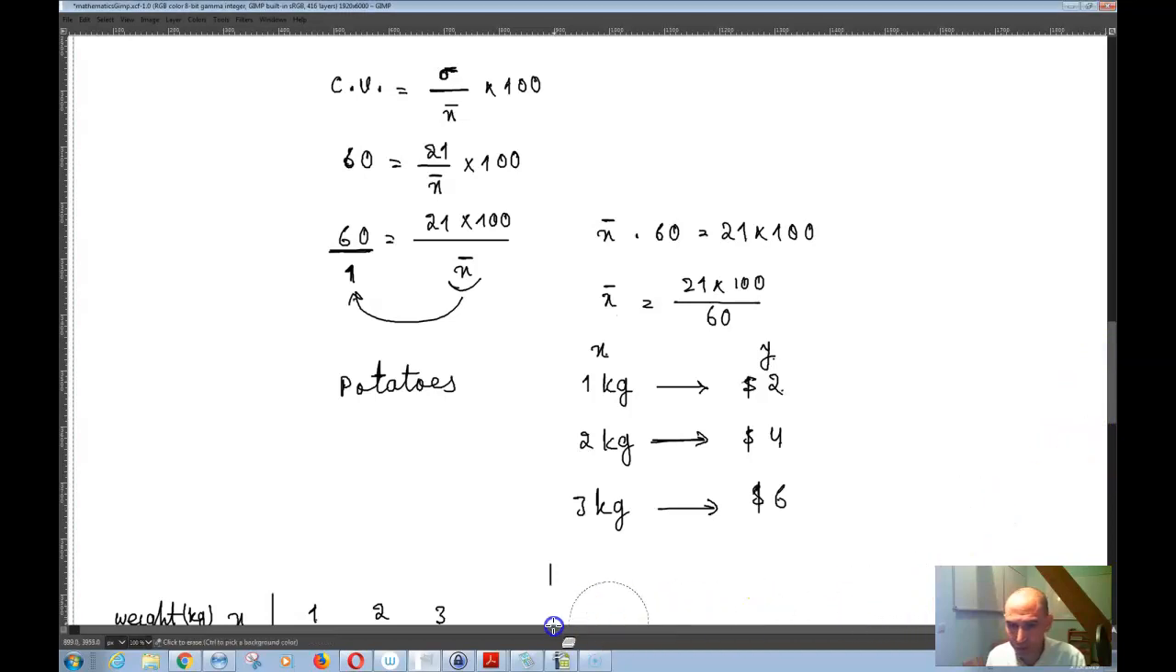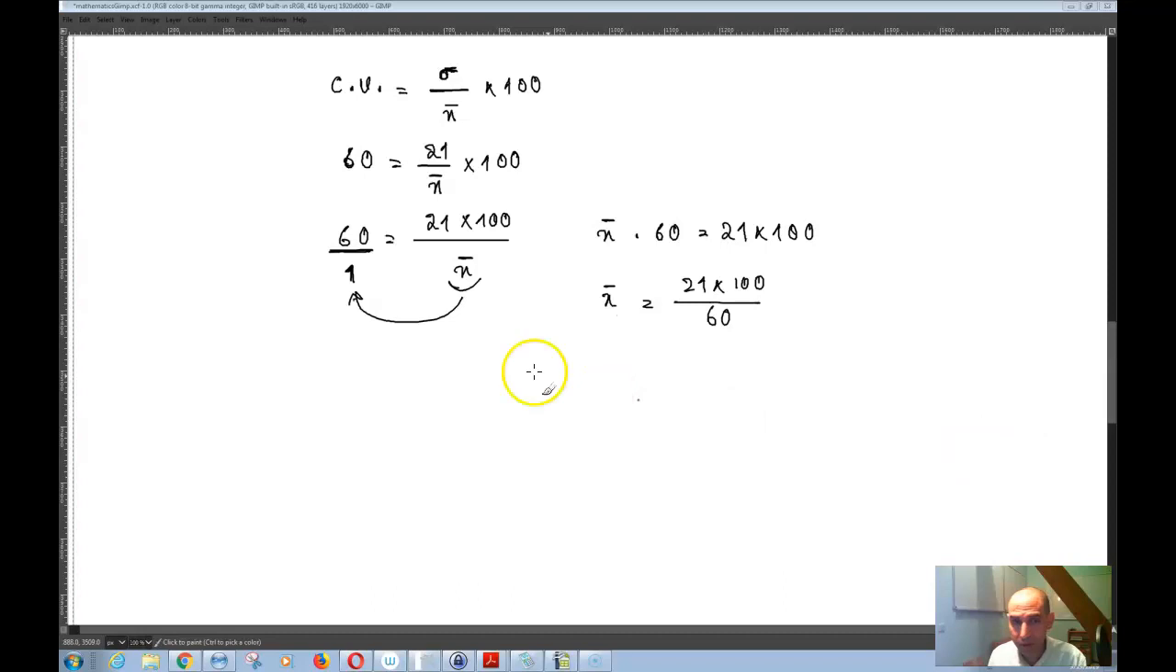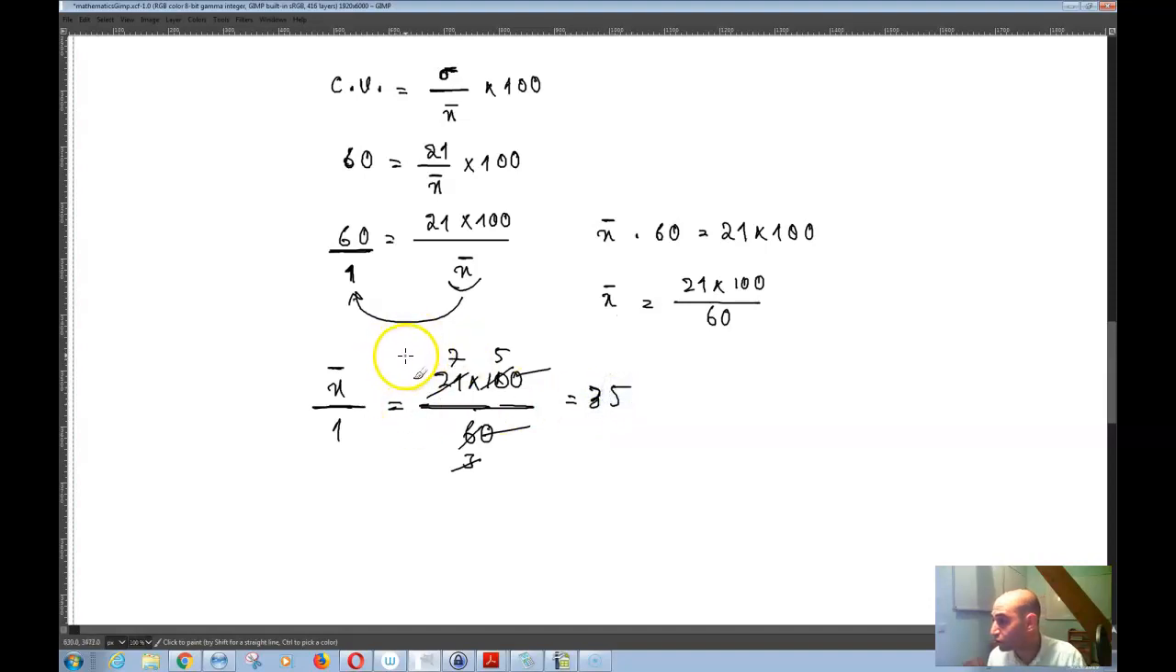So basically, to solve this problem, instead of cross multiplying and doing this whole thing, you can divide this denominator by this denominator, and then equate that x bar divided by 1 to this numerator, which is 21 times 100, divided by this numerator, which is 60. Then you can simplify over here: 10 divided by 6 is 5 divided by 3, and 21 thirds is equal to 7, and 7 times 5 is equal to 35. So your x bar is equal to 35 here.